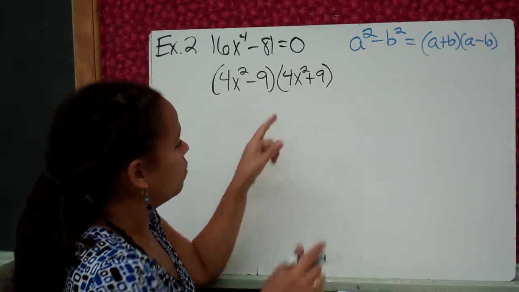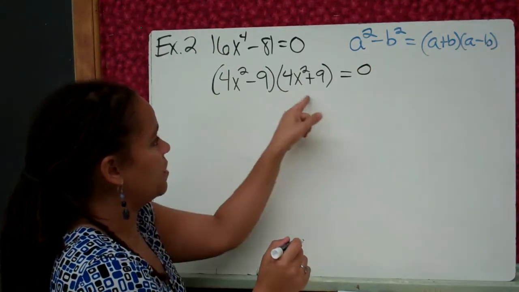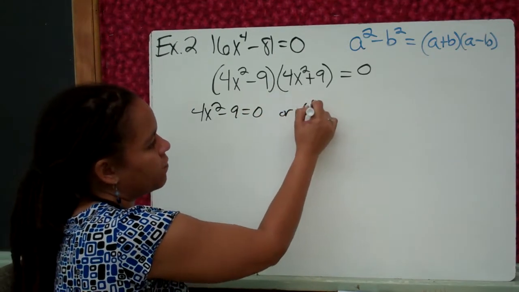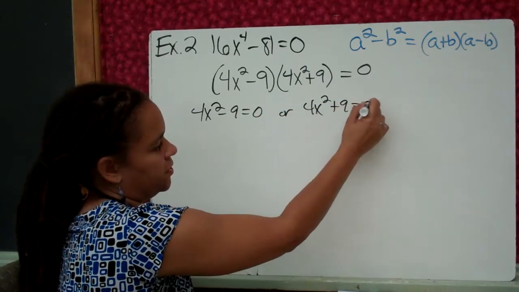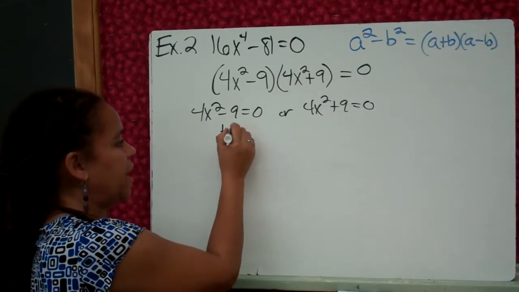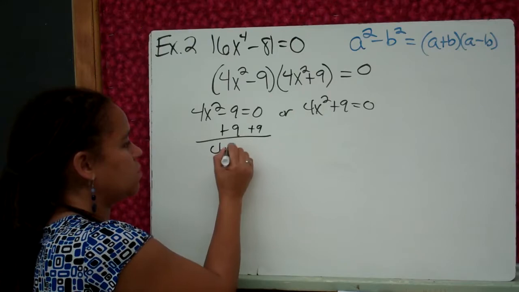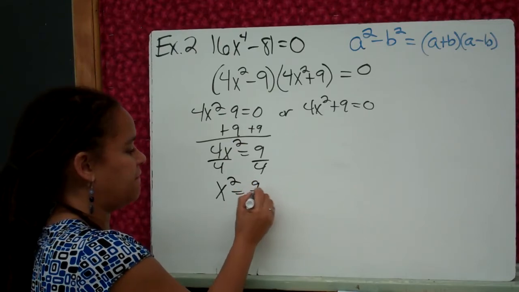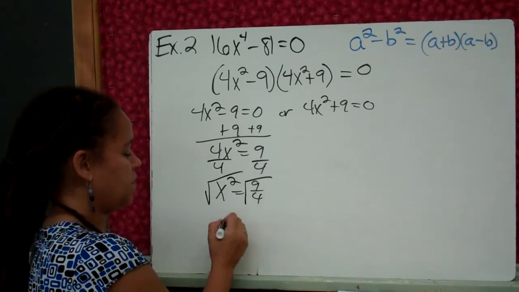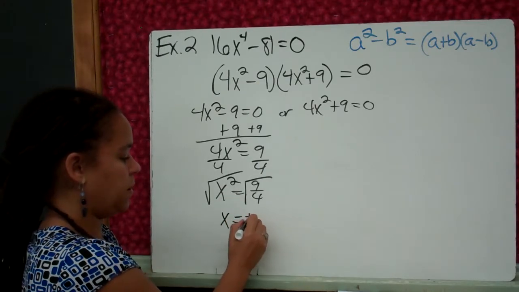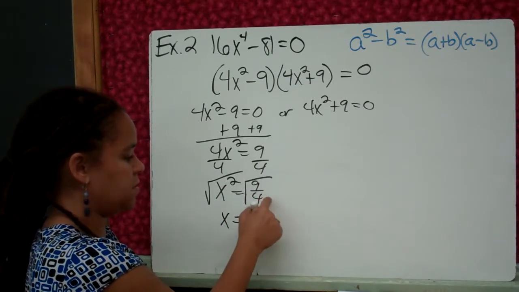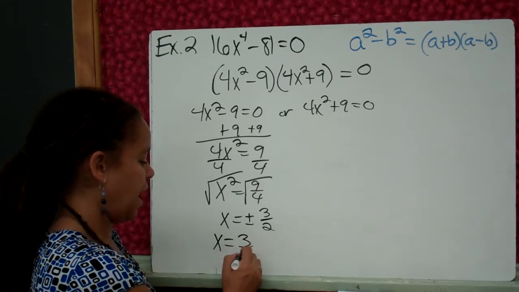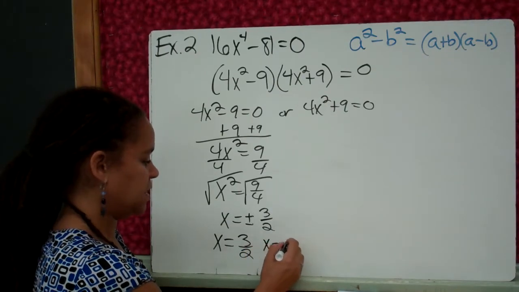So if we set it equal to 0, don't forget, I need to set each one of the factors equal to 0. 4x squared minus 9 equals 0, or 4x squared plus 9 equals 0. So if we solve this, we would add 9 to both sides. 4x squared equals 9, divide by 4. X squared is equal to 9/4. Take the square root. X is equal to, since it's unknown, plus or minus square root of 9, 3, square root of 4, 2. So plus or minus 3 halves. So x equals 3 halves, and x equals negative 3 halves.